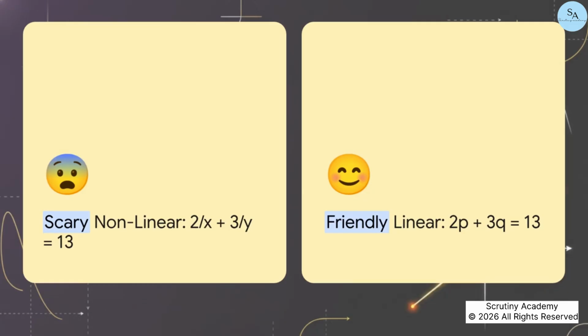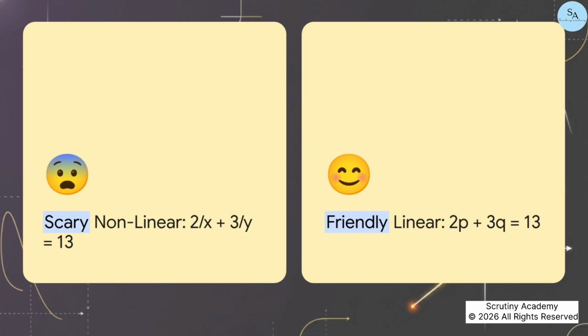Before we do any calculations whatsoever, let's visualize the actual geometry happening here. So, on the left, you've got this scary nonlinear equation, right? Something like 2 over x plus 3 over y equals 13. On a graph, that creates these messy, unpredictable, swooping curves. Variables hiding in the denominator tend to cause instant panic.